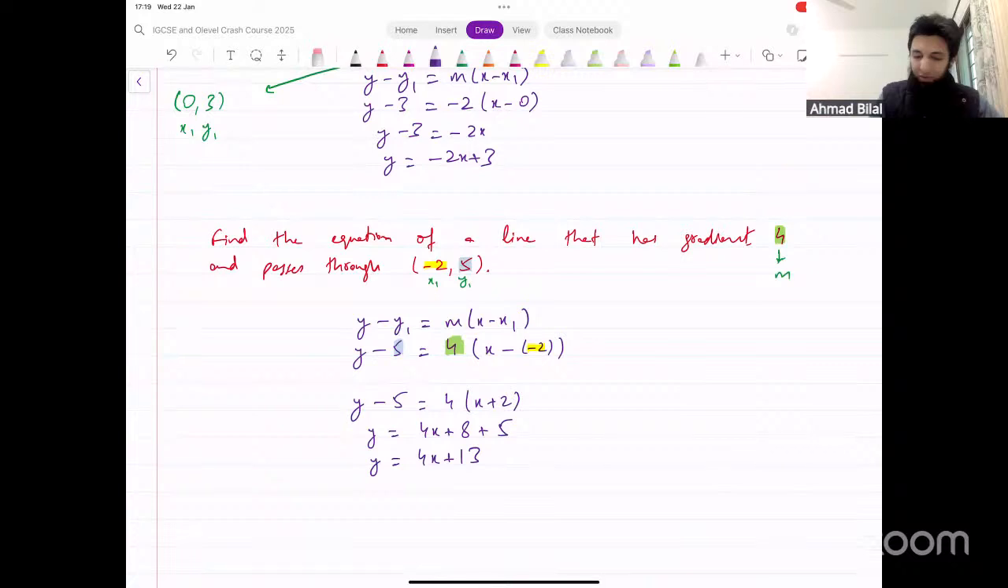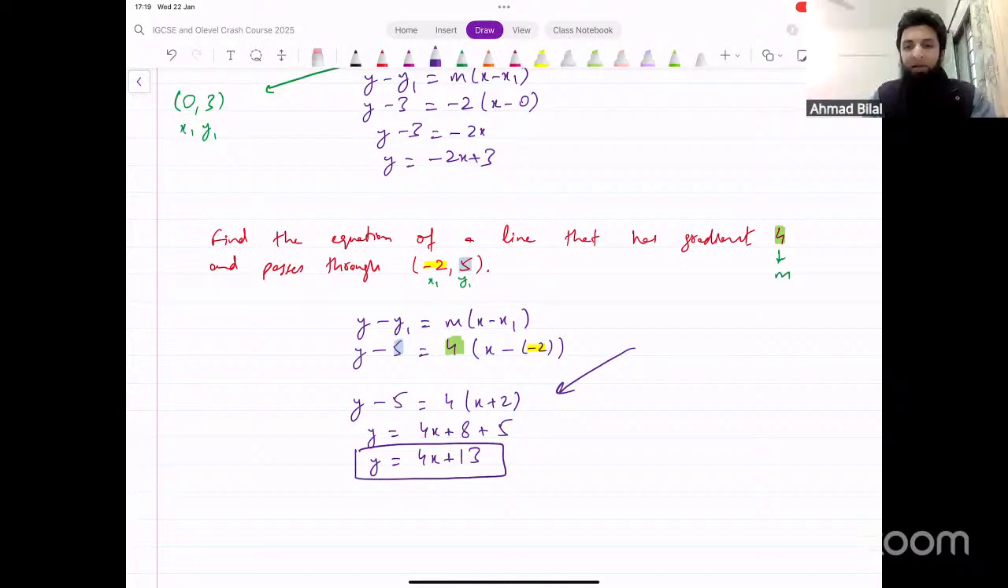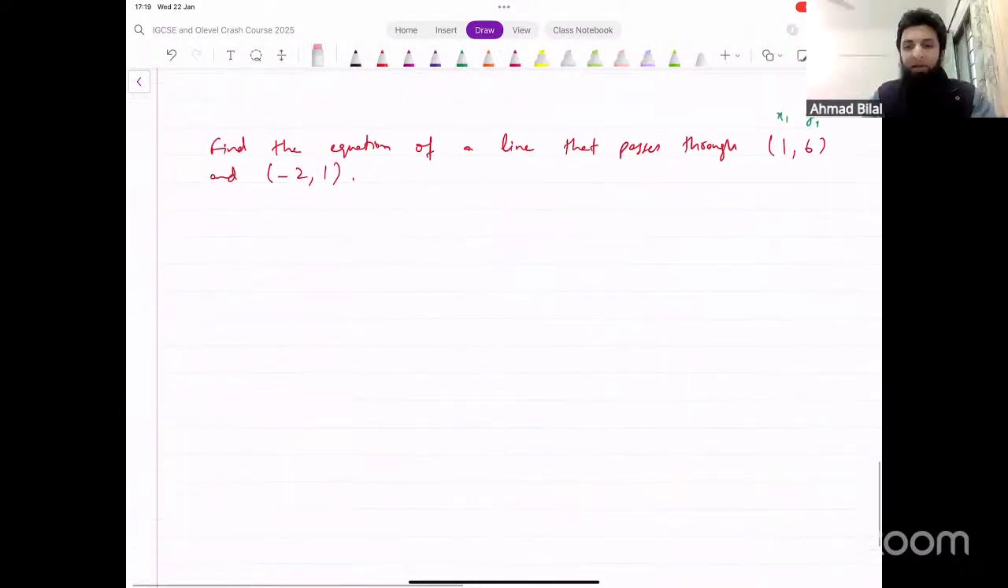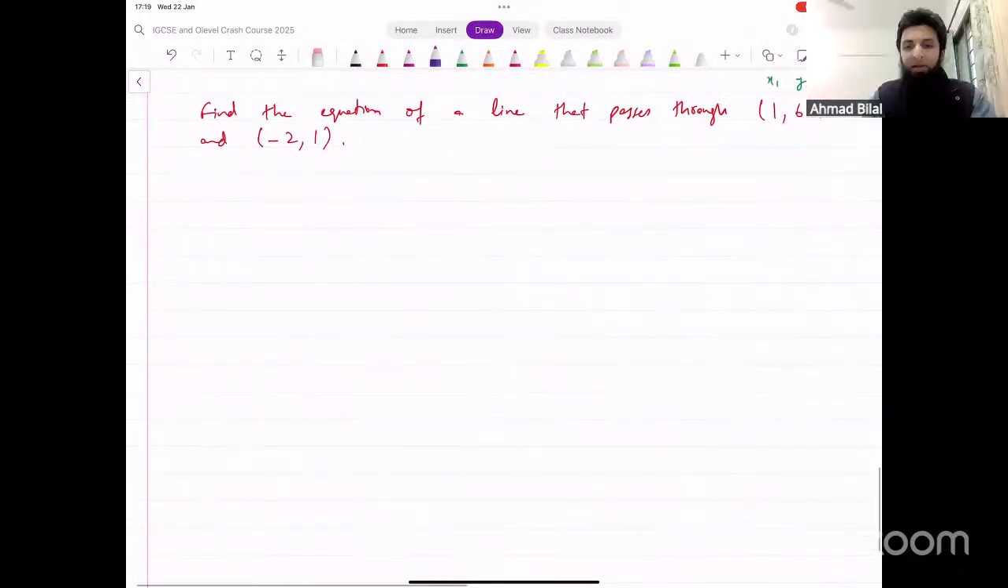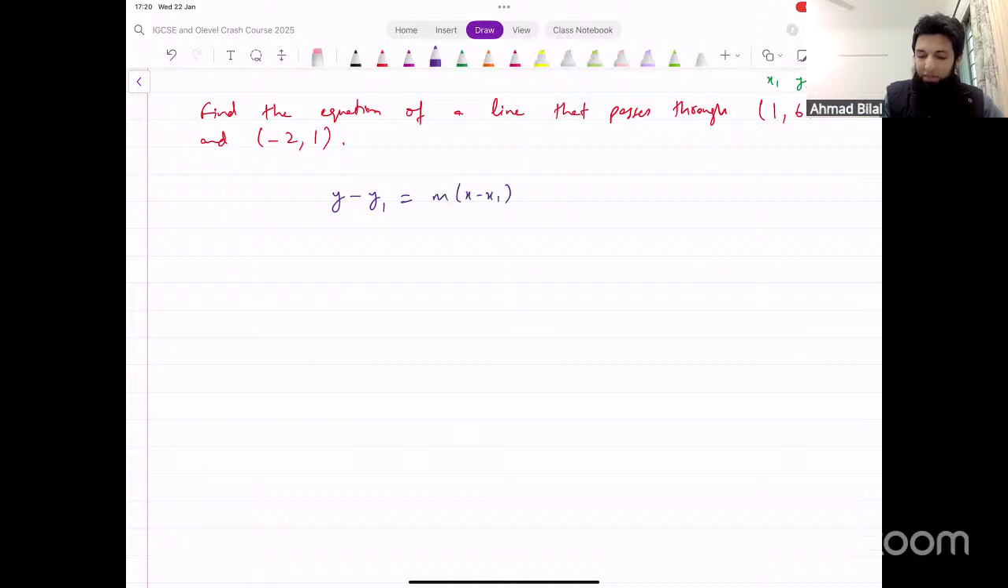So we're getting 4x plus 13 from both the forms, but this is quicker now because we don't have to find the value of c anymore. We can write down the equation directly like this. Okay, let's do another example using this second form. Now we had to find the equation of this line that passes through (1, 6) and (-2, 1). Again, how can we do that? y minus y1 equals m into x minus x1.